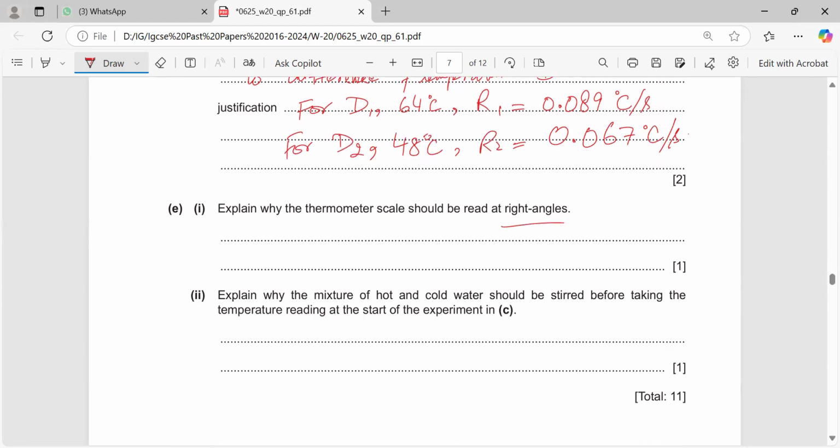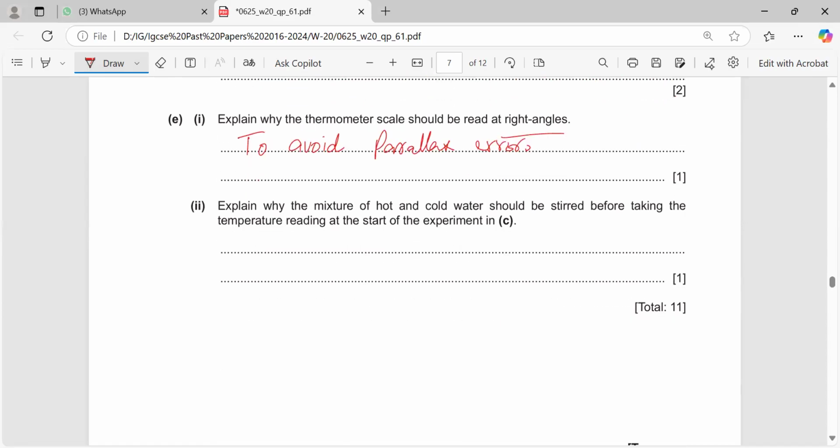So very simple answer is avoid parallax error. This is the recall memory, simple formula question, normal question to avoid parallax error. Now, explain why mixture of hot and cold water should be stirred before taking the temperature reading at the start of the experiment in C.